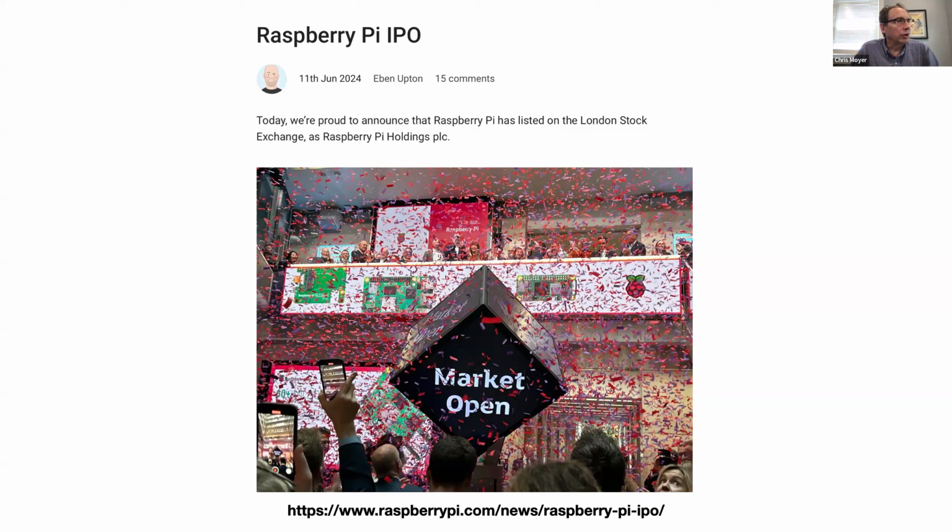Let's see, I have their press release here. They're saying this is a watershed moment for Raspberry Pi. It's been around for 16 years, started in the autumn of 2008. They have sold over 60 million low-cost Raspberry Pi computers. And the full details on the IPO are at that URL on the bottom there.